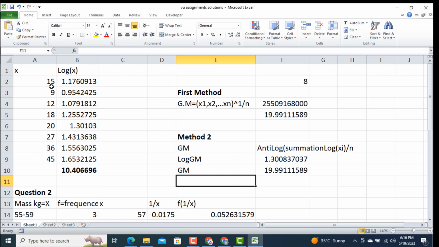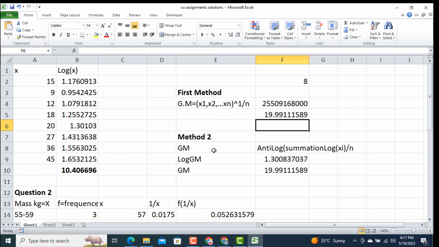So you are going to multiply all these values, which I am going to multiply here: product of a2 to a9. This is the final product of all these values. Then I am going to take the 8th root of this product, so I will get 19.991. This is the geometric mean.